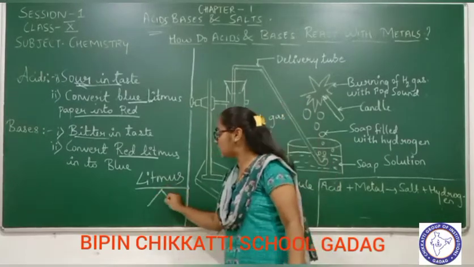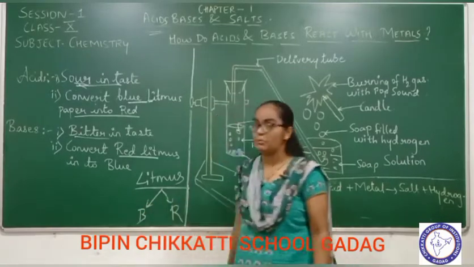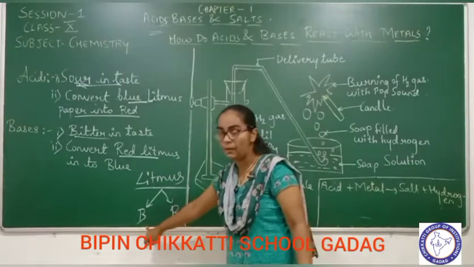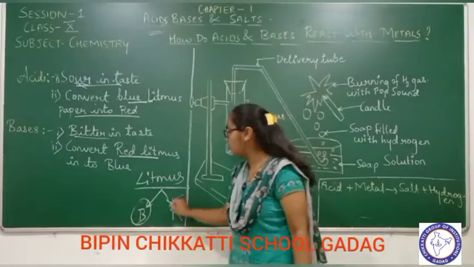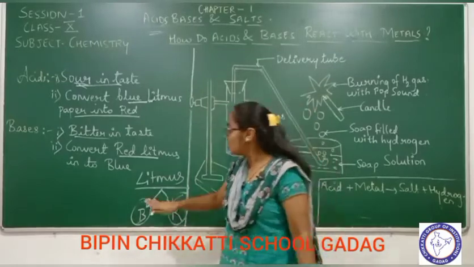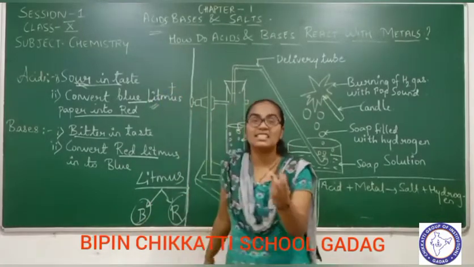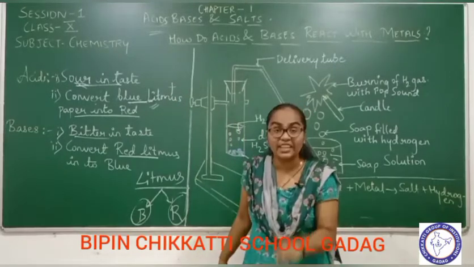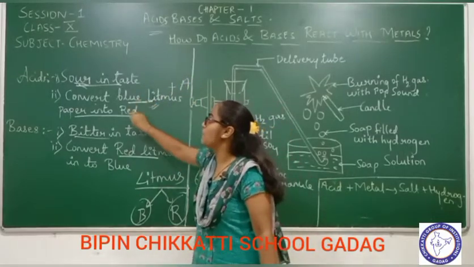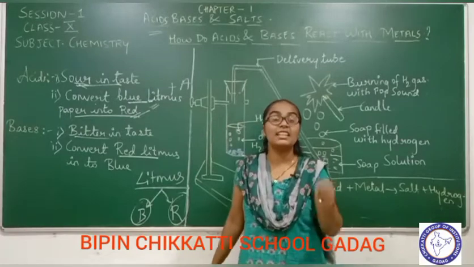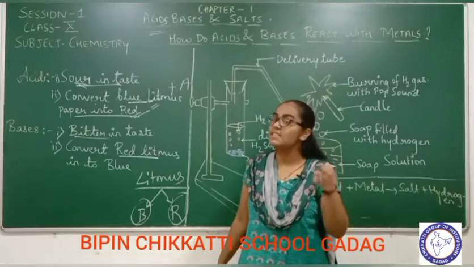There are two types of litmus paper. The first is blue litmus paper and the second is red litmus paper. The blue litmus paper is blue in color, and the red litmus paper is red in color. So what does blue litmus paper do? When you treat blue litmus paper with an acidic solution, it will convert into red litmus paper. That is the confirmation that this sample contains acid, right?